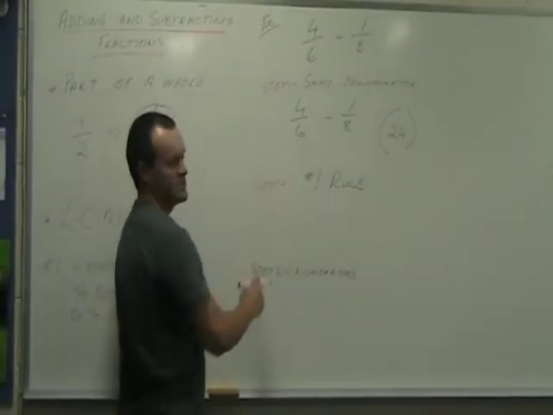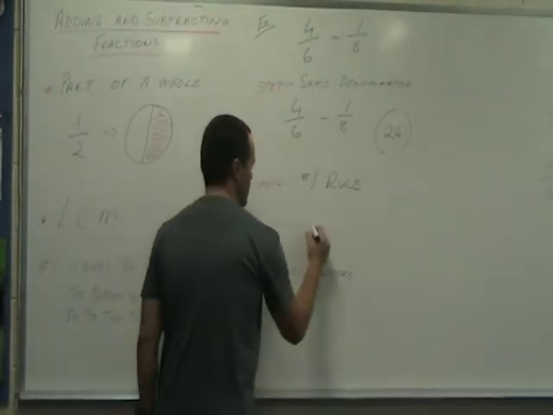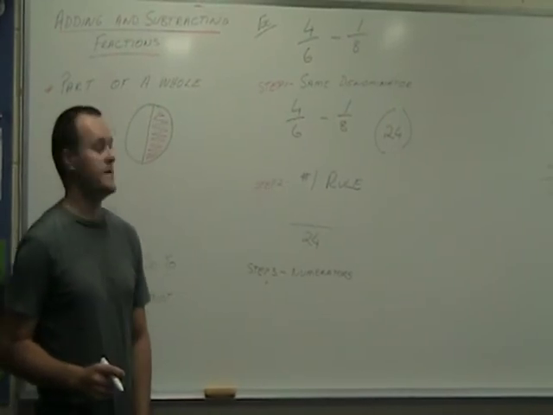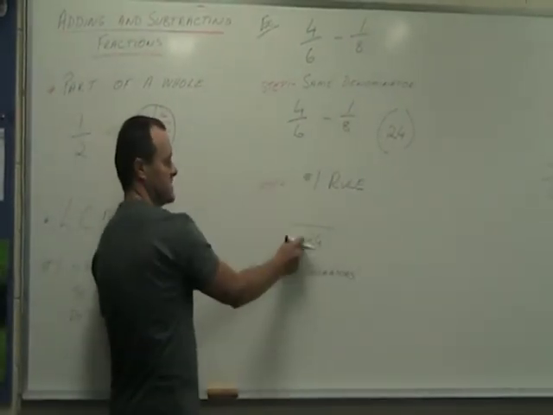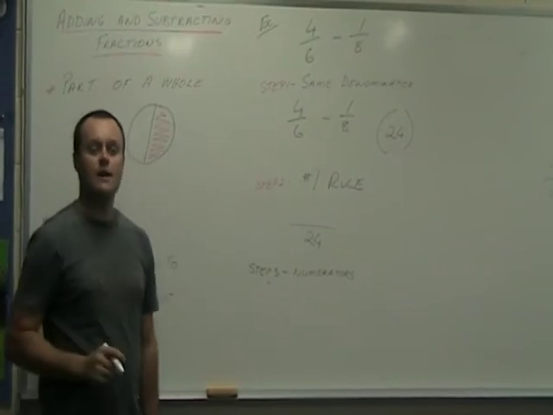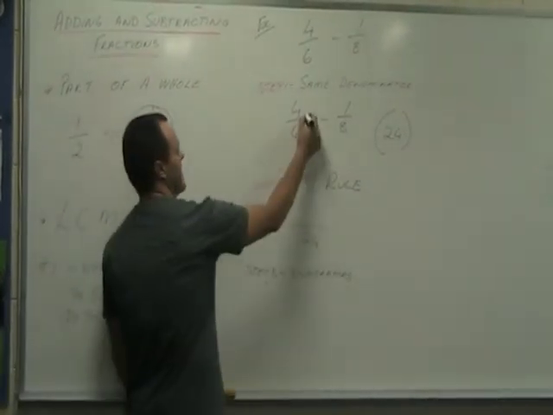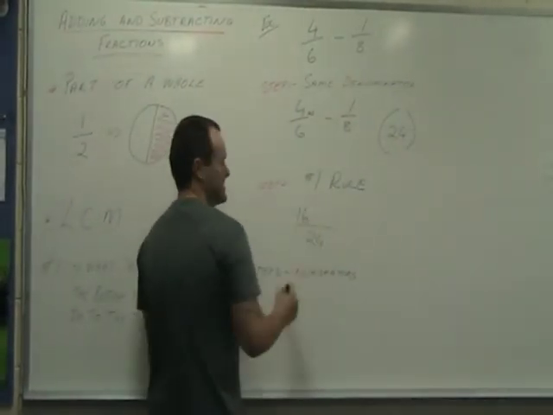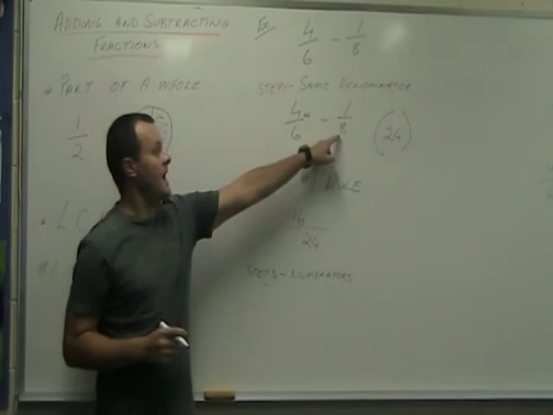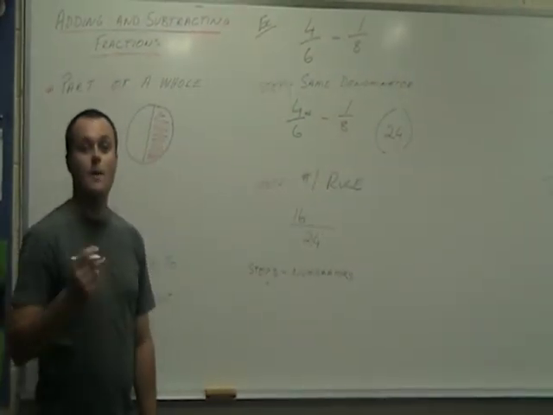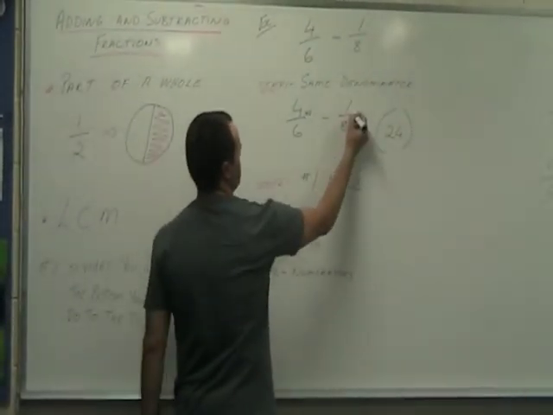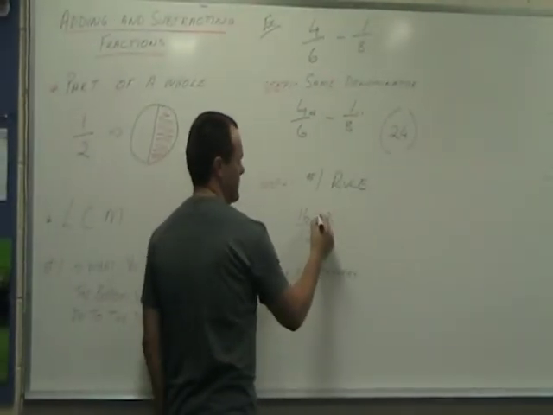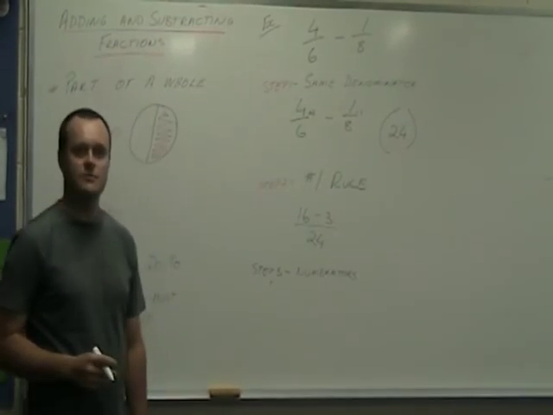Okay, so the next one is to do the number one rule. We're going to put both of these over a common denominator of 24. What did I do to 6 to turn it into 24? I times it by 4. So I've got to do that up the top. 4 fours are 16. What did I do to 8 to turn it into 24? I multiplied it by 3. So I've got to do that up the top. 1 times 3 is 3. I'm just going to put my minus in there to remind me.